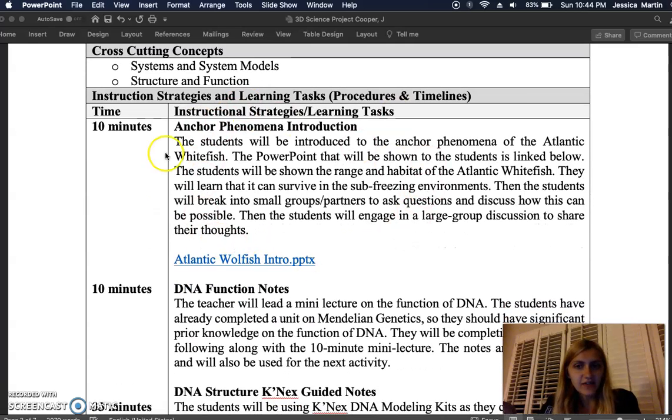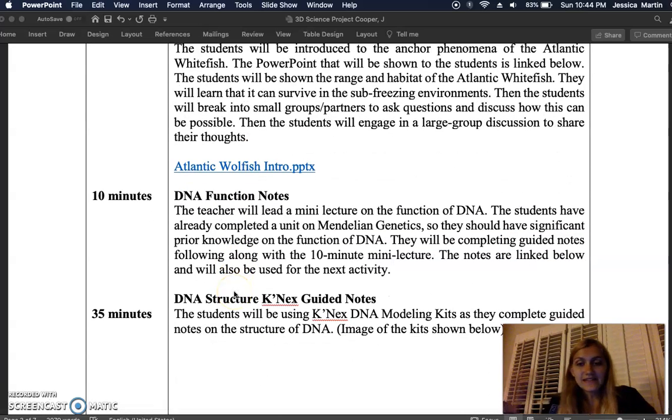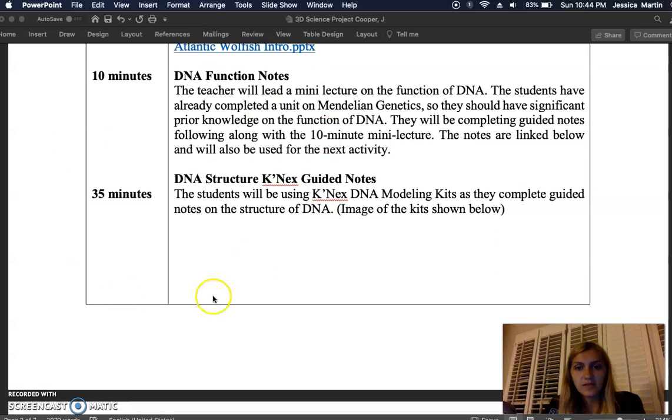And I added this anchor phenomena to really hopefully reinforce that kind of three-dimensional style of learning. Now, the rest of the class is going to be split between looking at the function of DNA and then building the DNA to figure out the structure through kind of an interactive guided notes. So let me show that to us.